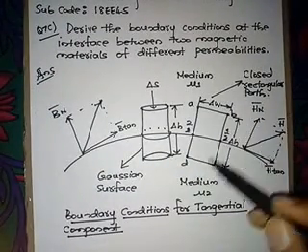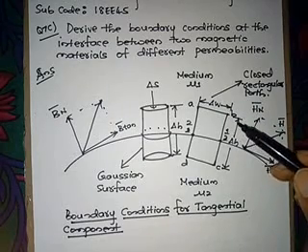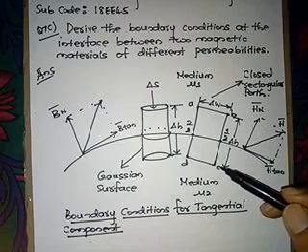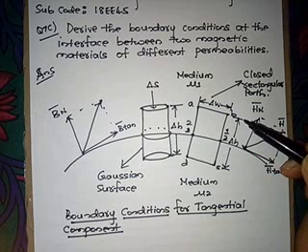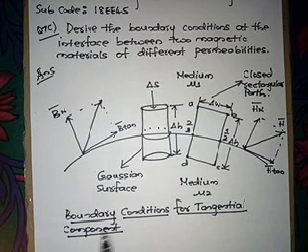So the closed rectangular path is ABCDA, right? Half of it is in medium 1 and half of it is in medium 2. So delta h by 2 and delta h by 2, right? The width of this rectangular path is delta w, right? And we will be deriving the boundary conditions for the tangential component.